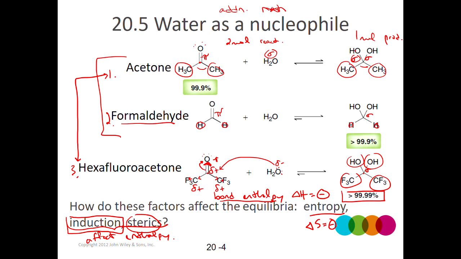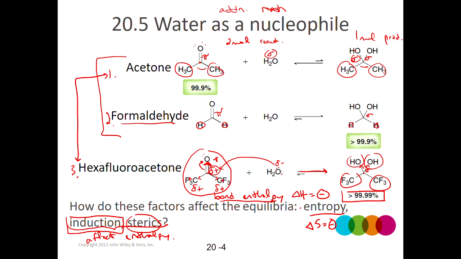So when I already have resonance and induction pulling electrons away and creating a very large partial positive, I don't really have the same over here. Here I just have a little induction. The extra induction of the CF3 groups really affects this molecule a lot, destabilizing it, and that shifts equilibrium to the product side.